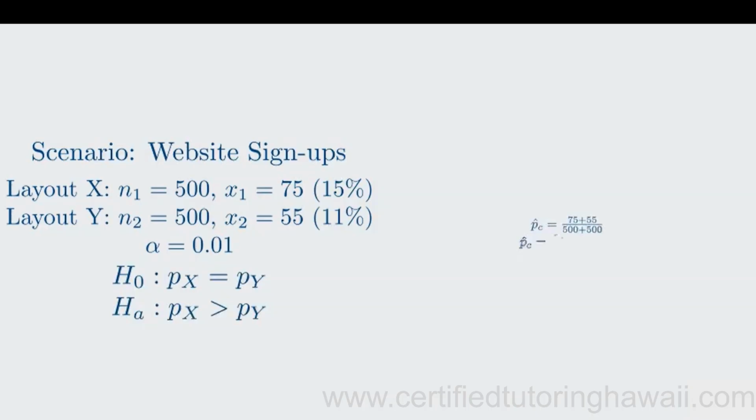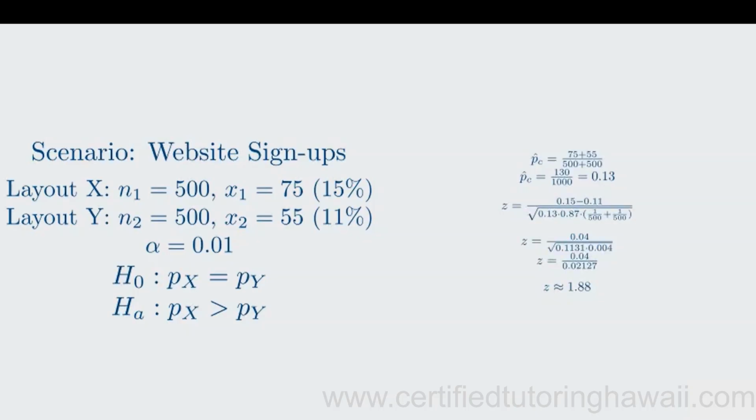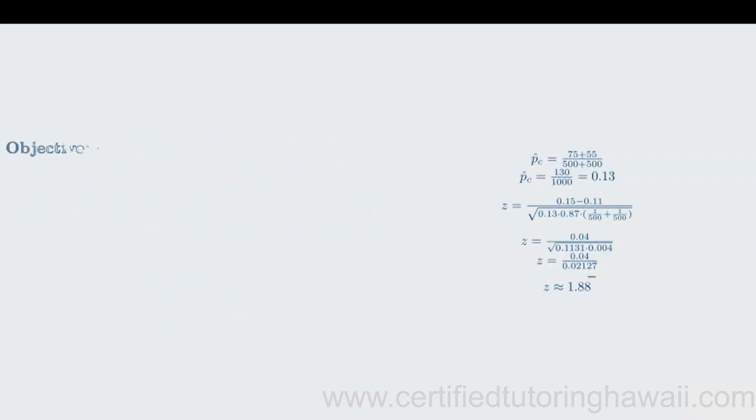The pooled proportion is simple here. Combining both groups gives us 130 signups out of 1,000 total users, or exactly 13%. We calculate our z-statistic and find it is approximately 1.88. This indicates that layout X's 15% rate is nearly 2 standard deviations above layout Y's 11% rate. We have our z-score. Now, let's determine if this 4% difference is enough to meet that strict 1% alpha threshold. With a z-score of 1.88 and a right-tailed test, we calculate the area to the right.